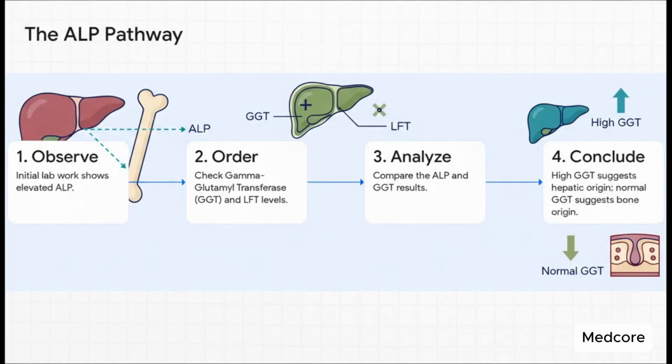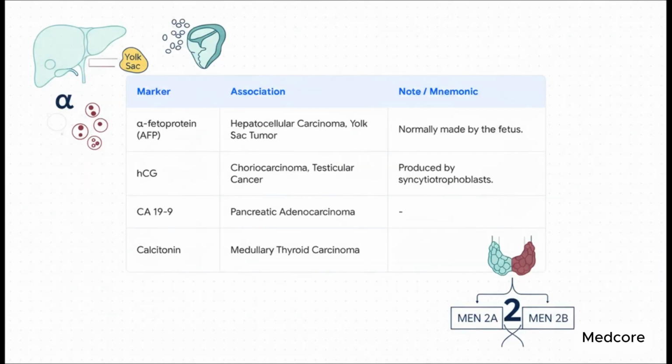Here's the algorithm, your step-by-step plan. To figure out where that ALP is coming from, you need a more specific test. And the key one to order is GGT, or gamma-glutamyl transferase. GGT is much more specific to the liver. So if both ALP and GGT are high, you can be pretty sure the problem is in the liver. But if ALP is high and GGT is totally normal, you can rule out the liver and start investigating a bone issue.